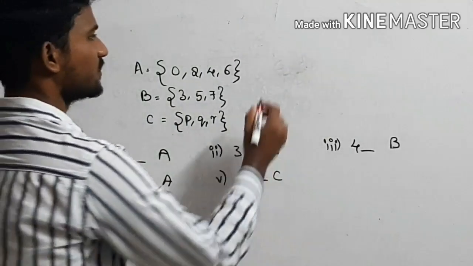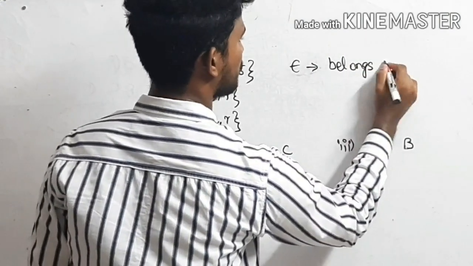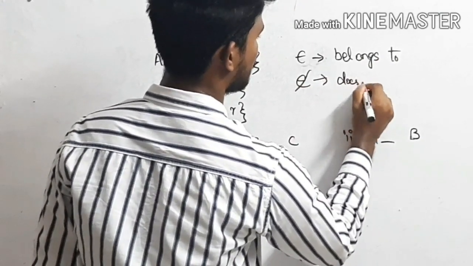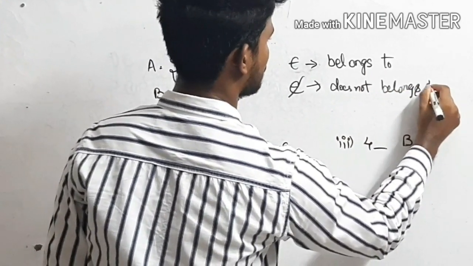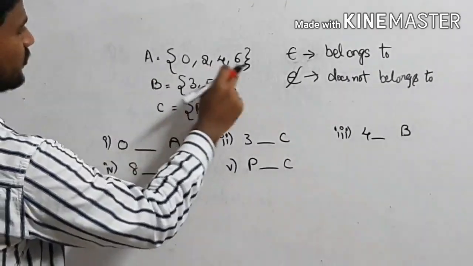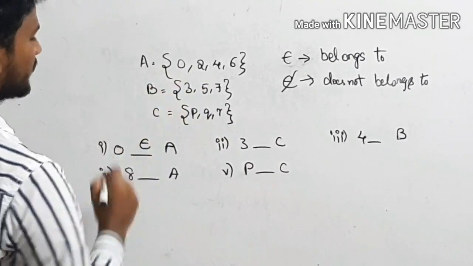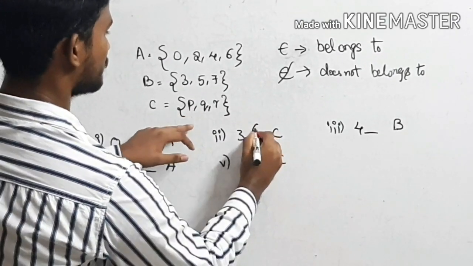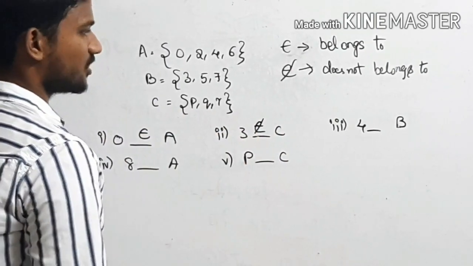Just like this question, one symbol denotes belongs to, and another symbol denotes does not belong to. On this, 0 is in A. 0 belongs to A, because 0 is present in the set A, so it belongs. 3 in C. 3 does not belong to C. This is not present in the set C, so we write does not belong to.